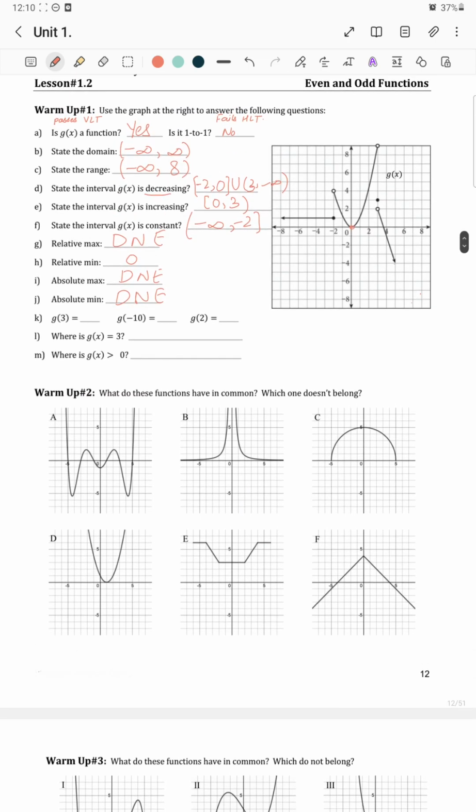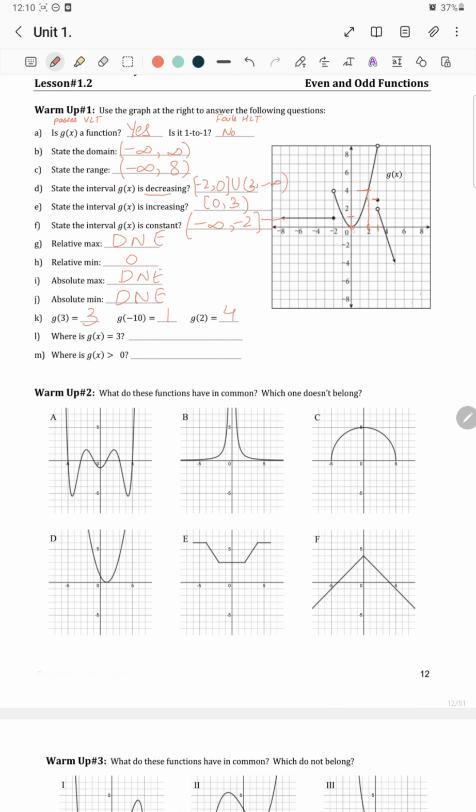Okay, the next question is g of 3. G of 3 is equal to, this is the closed point, 3. G of -10 does not exist. G of -8, -9, -10, it is all going in a straight line, that is 1. G of 2 will be equal to 4.